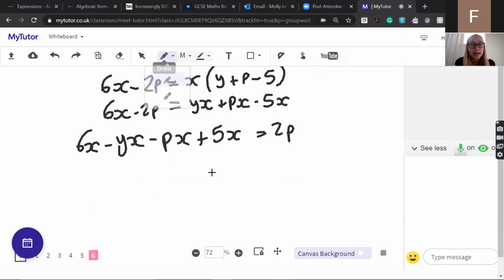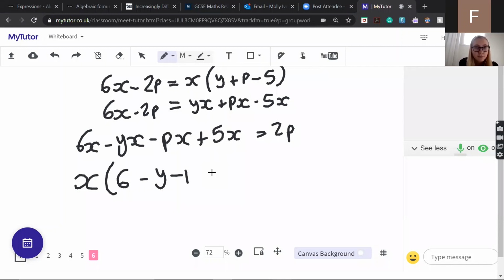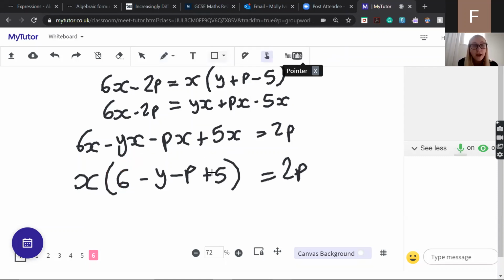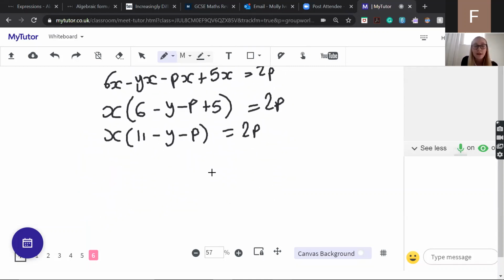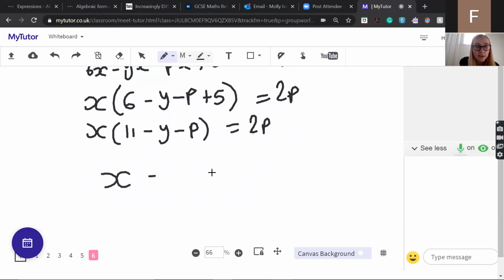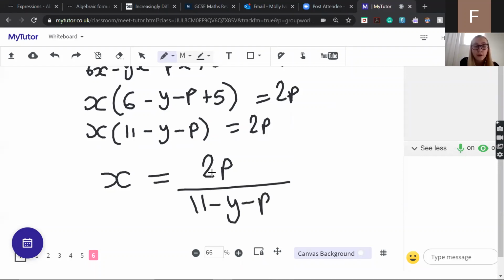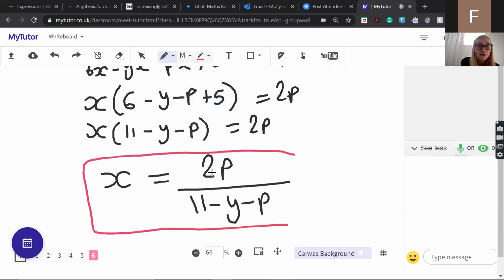And then we're going to factorize the x. There's just a bit more in the brackets this time. So this is x lots of 6 minus y minus p plus 5 equals 2p. And actually, look here in the brackets, we've got a 6 plus 5, so we can simplify this a bit, which we love. So x lots of 11 minus y minus p equals 2p. Just added that 6 and the 5. And then finally, divide by this that we have in the brackets. So x equals 2p divided by 11 minus y minus p. And that's the solution to that one.